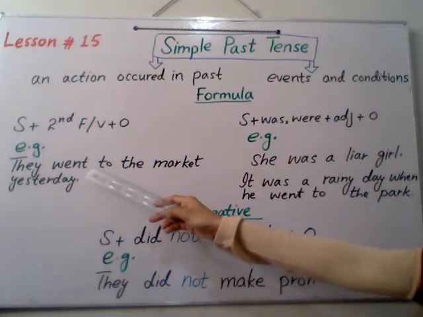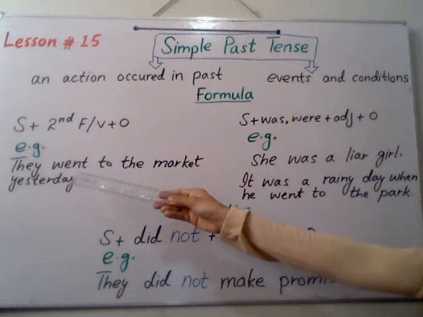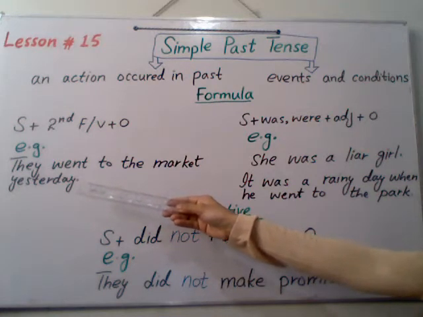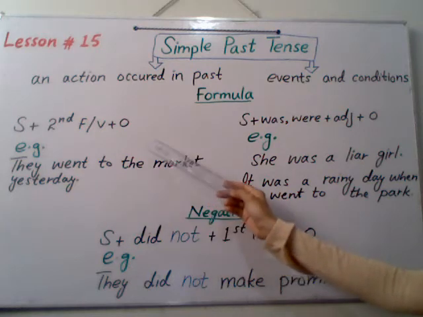Here is action, went. This is second form of verb, and they, this is the subject, and the other phrases, they are called object.